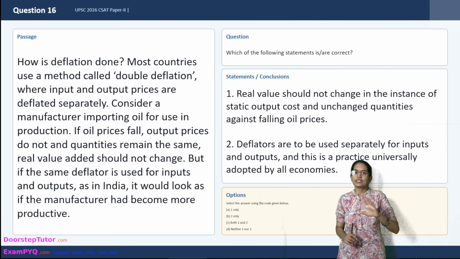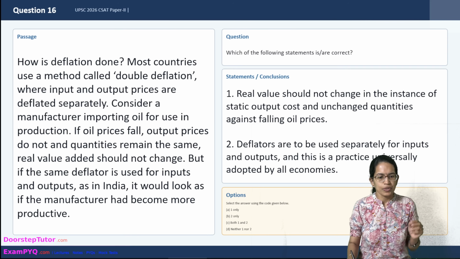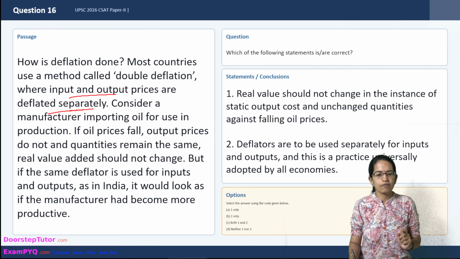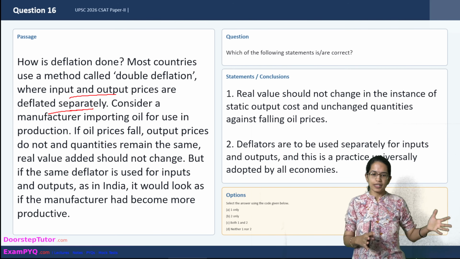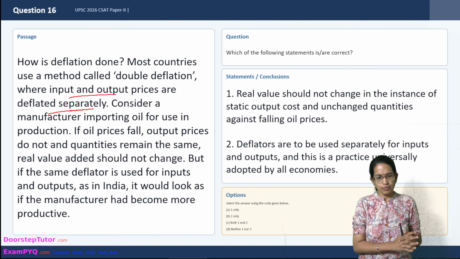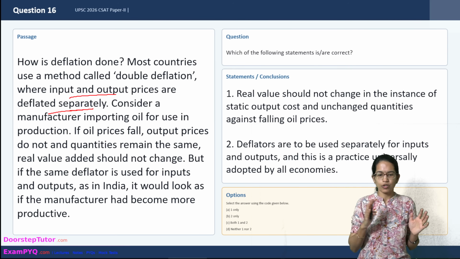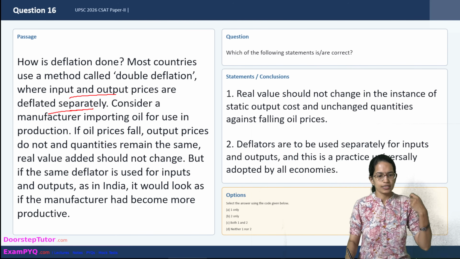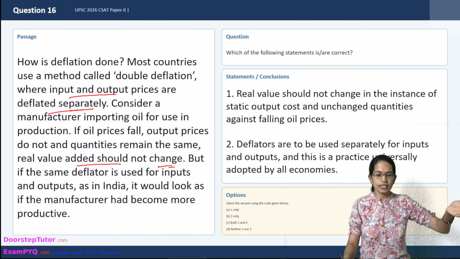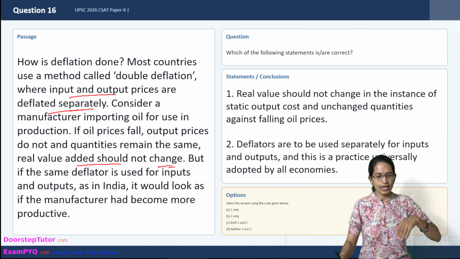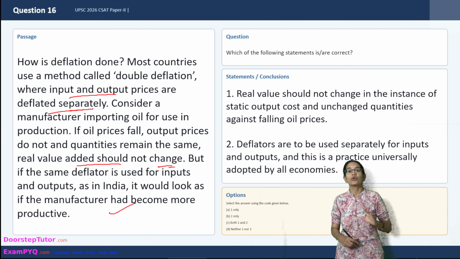The next is, how is deflation done? Most countries use the method called double deflation. Input and output prices are deflated separately. Now, consider if a nation manufactures oil for use in production. If the oil price falls, the output does not. What would happen? The quantity would remain the same, the real value added would not change. But if the same deflators are used for the input and output, as in India, it would look as if the manufacturer has become more productive.